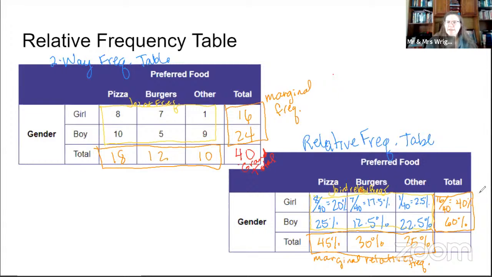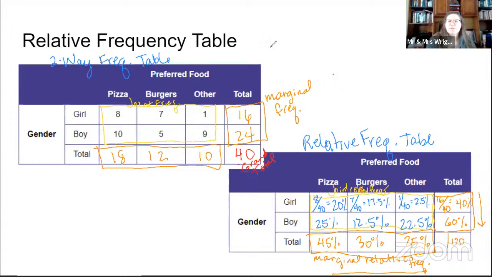Now, when I add these down and to the right, if we're talking about percentages, what should these add up to? Well, they should always add up to 100%. So our grand total should be 100%. It should be everybody who was surveyed and all the food that they preferred. Okay, so everybody who was surveyed would be our girls plus our boys. 40% plus 60% is going to be 100% right here.